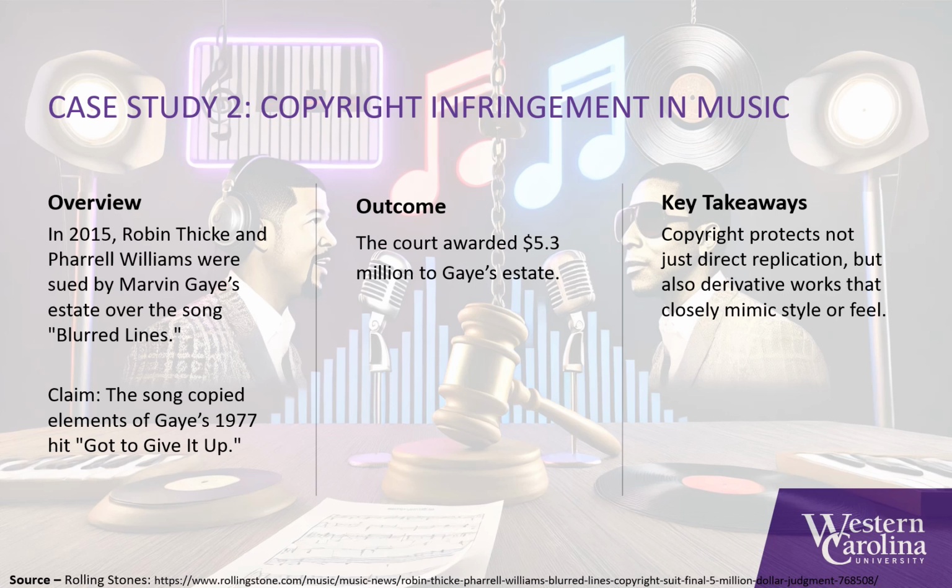Copyright protects elements in music like lyrics, melodies, and recordings. Infringement occurs when these are used without permission. A famous case included the Robin Thicke and Pharrell song Blurred Lines, which infringed Marvin Gaye's Got to Give It Up, resulting in a $5 million settlement. Common types of infringement include sampling without a license, copying melodies, or unauthorized covers. To avoid infringement, always secure proper licenses and ensure your work is original.